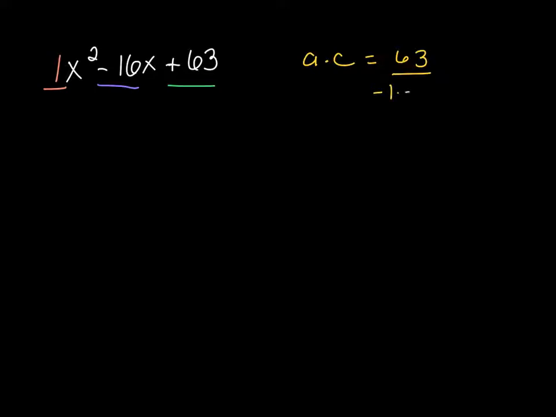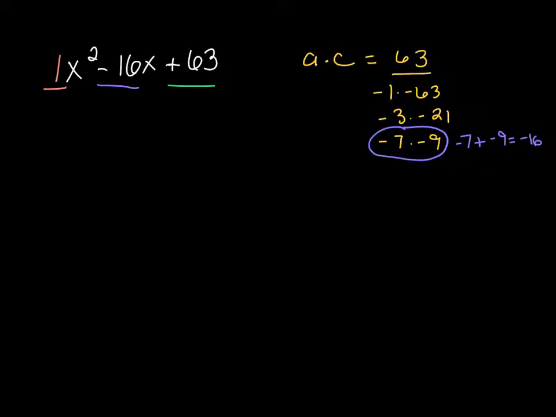So negative 1 times negative 63 does not add up to negative 16. Negative 3 times negative 21 also does not add up to negative 16. Negative 7 times negative 9, and that does work. Negative 7 plus negative 9 equals negative 16. So this is the pair we want.